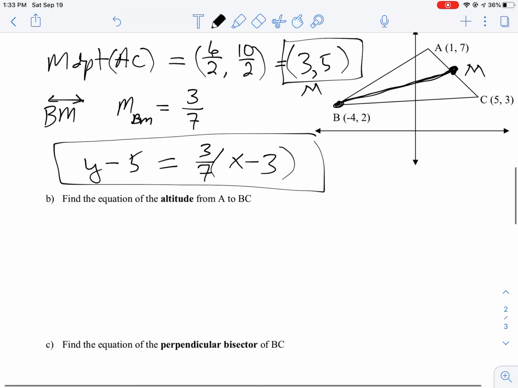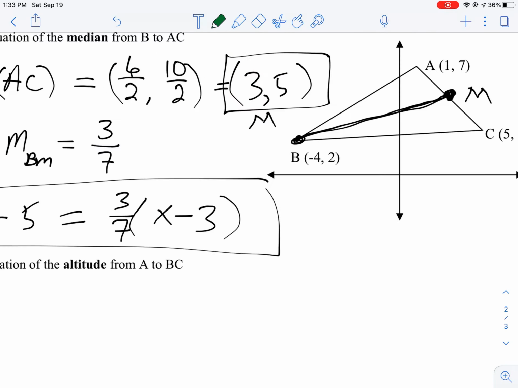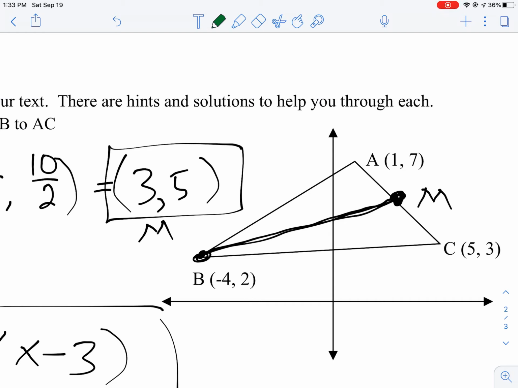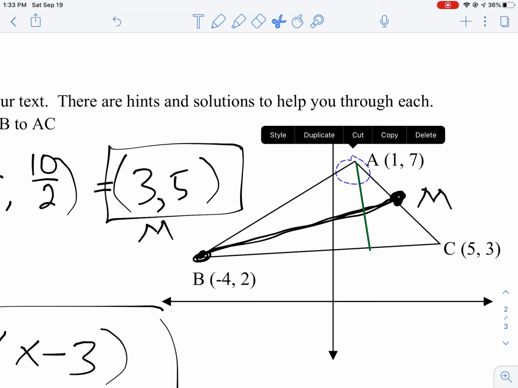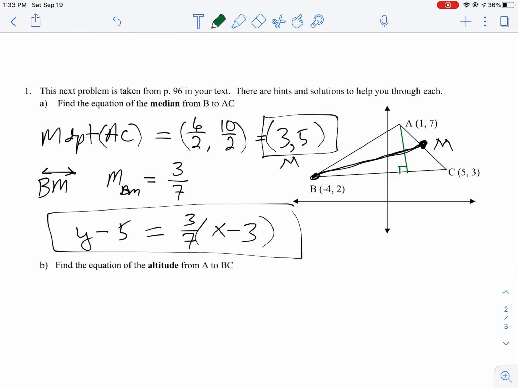Okay, altitude now. Same picture, but altitude from A to BC. So I'm going to change my color to green. And I'm going to draw an altitude from A to BC. So it looks like perpendicular-ish like that, passing through A. Maybe that's not fantastically perpendicular. Something like that, and then I'll make a right angle here. So my altitude looks something like that.